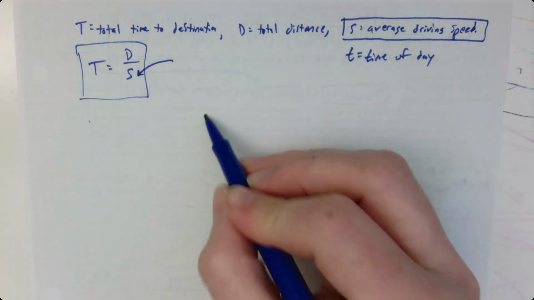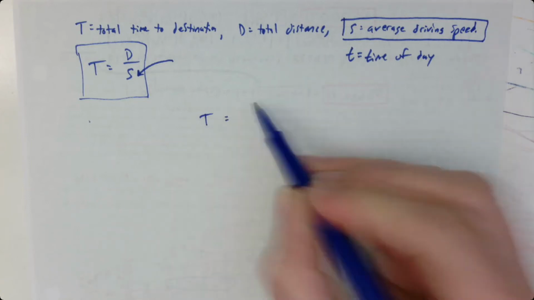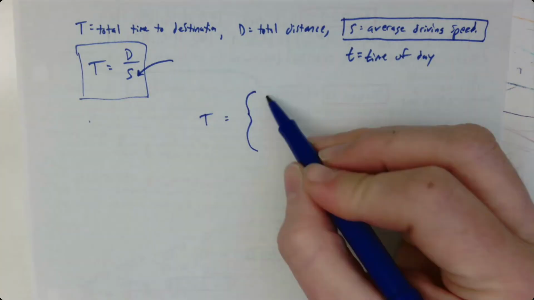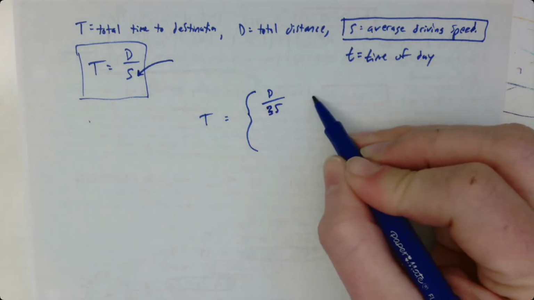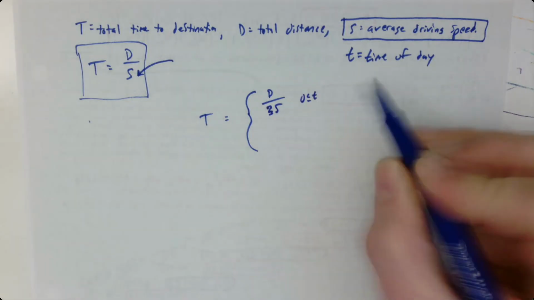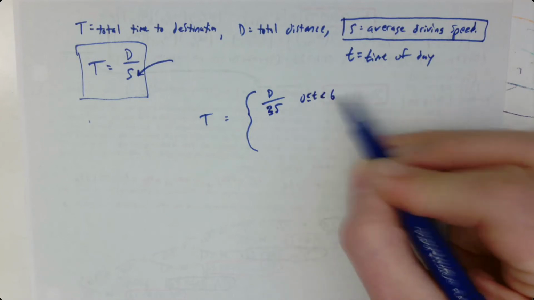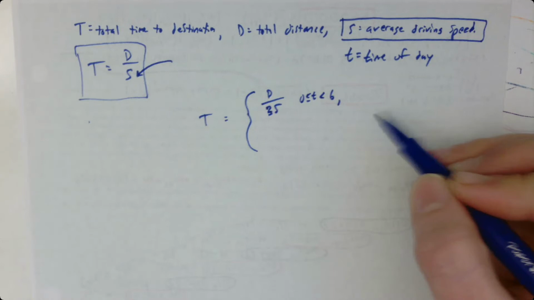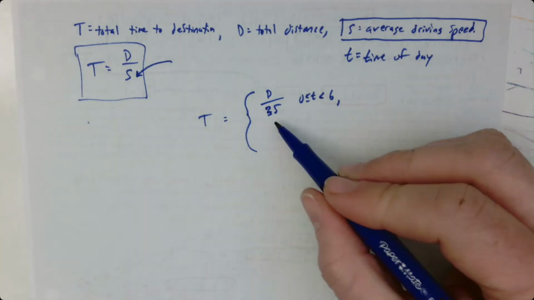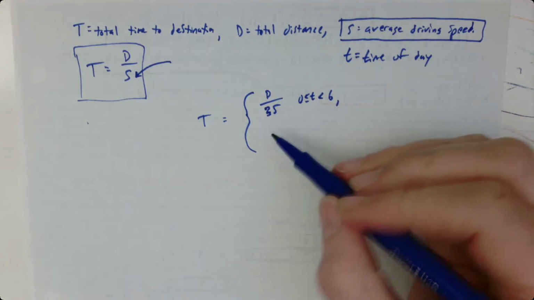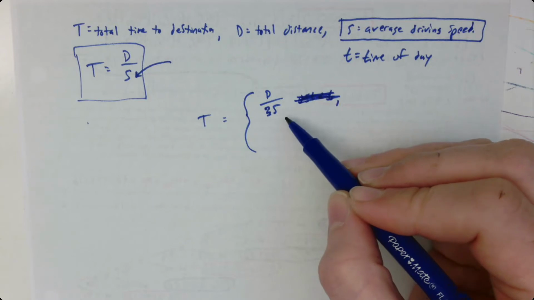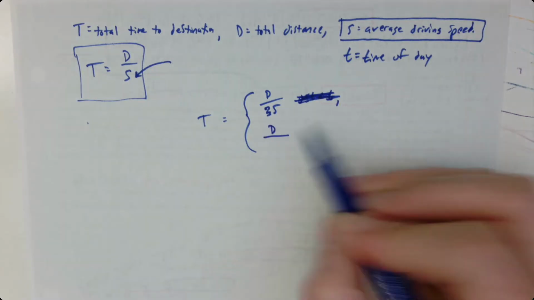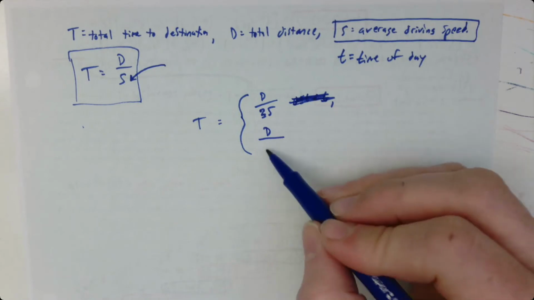One simple idea is I could have a piecewise defined function, where I could say let's have it be d divided by 35 miles per hour if t is between certain times. 35 should be my slow traffic speed. This is commute time. So let's do another one that's not commute time.